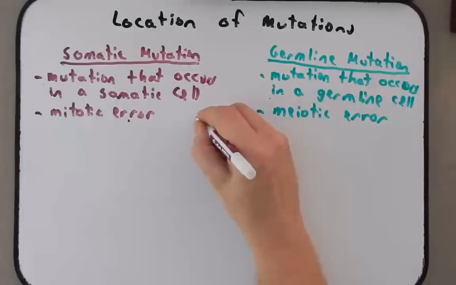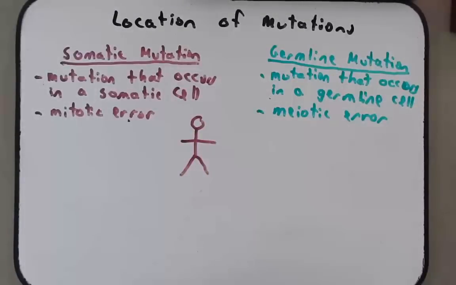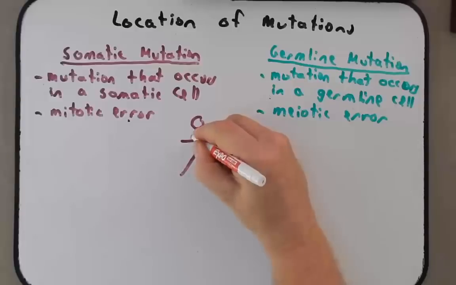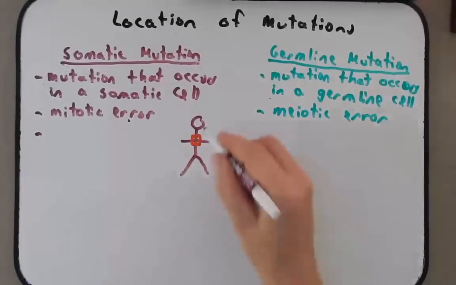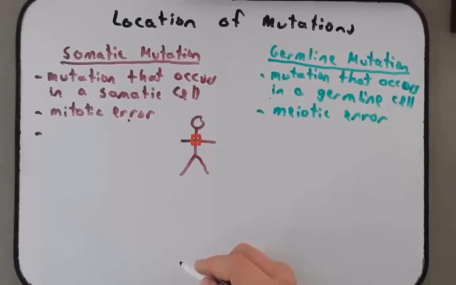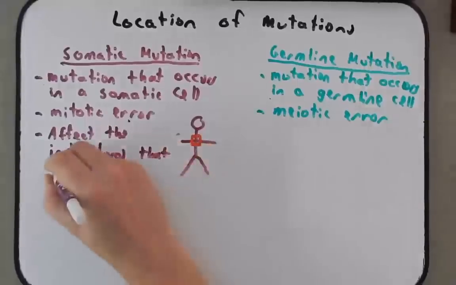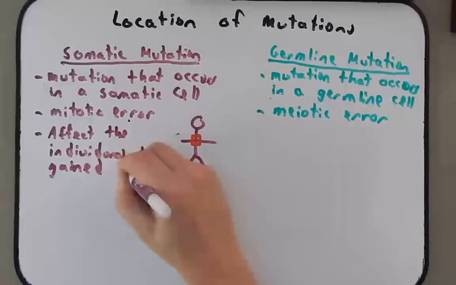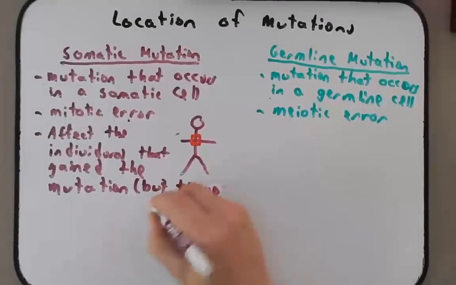Because a somatic mutation will occur in one of the many trillions of somatic cells in a body, the effect will be localized to that tissue. So for instance, in this lovely drawing of a human, if there was a mutation here in the heart, say, only the heart would be affected. None of the other cells would have that mutation. So somatic mutations affect the individual that gained the mutation. But remember, it is tissue specific.